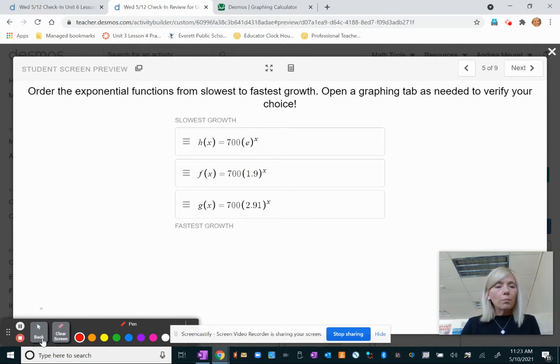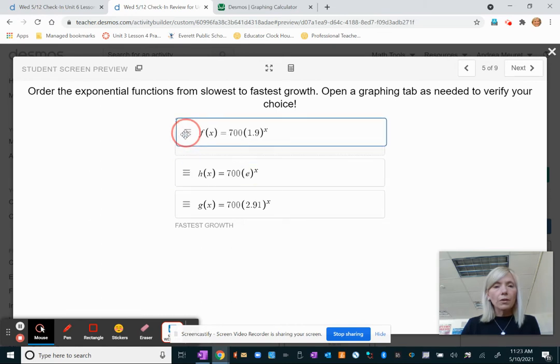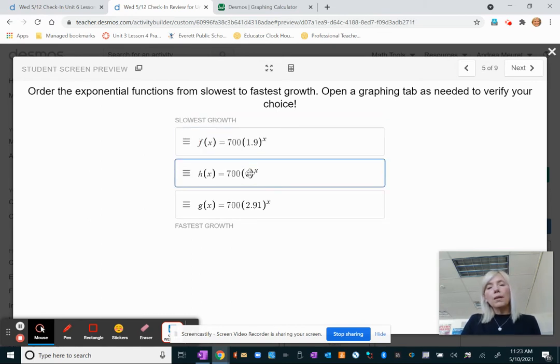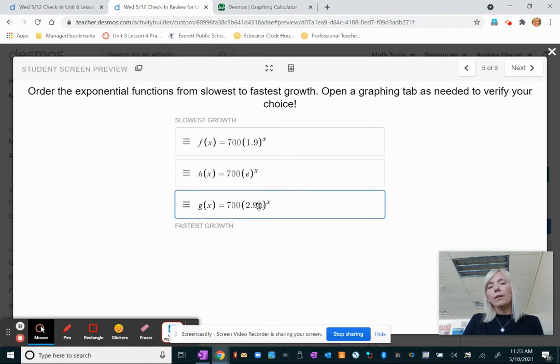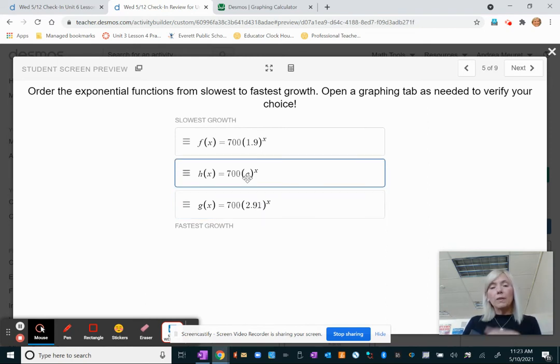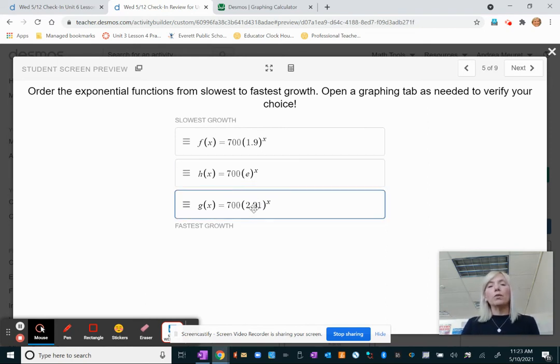Okay, so the 1.9, that's the smallest base. And here we go, so that's going to come first. And then between e and 2.91, e is smaller, 2.718 is smaller than 2.91. So they are now in order from slowest to fastest growth.